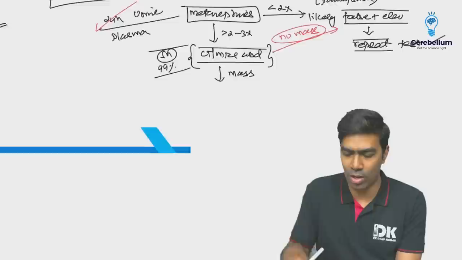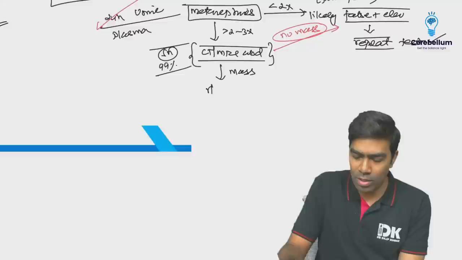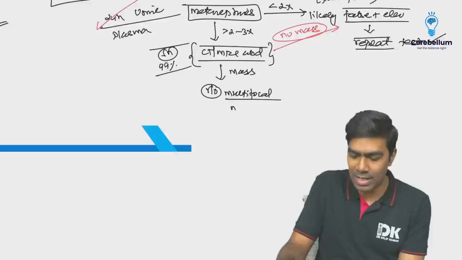If there is a mass, on the other hand, then it confirms it's a pheochromocytoma. So you have a biochemical diagnosis and you have an imaging diagnosis also. Then you have to rule out multifocal disease, and you have to rule out metastatic disease. This is very important because that's going to alter the management.